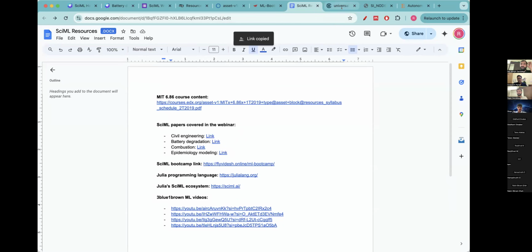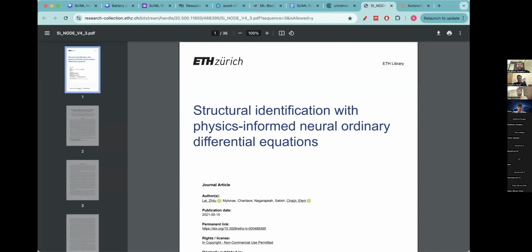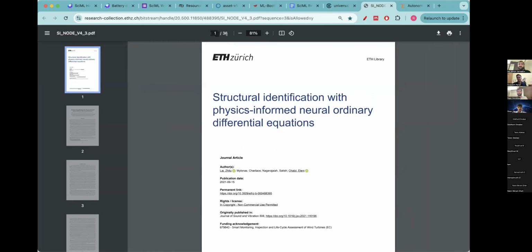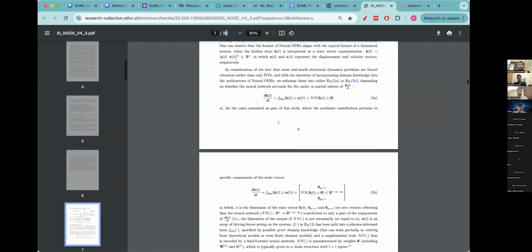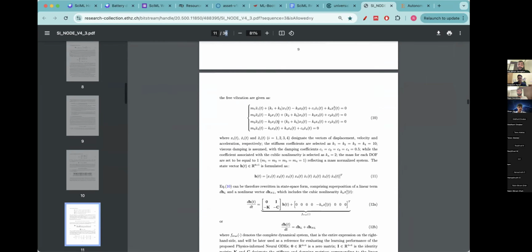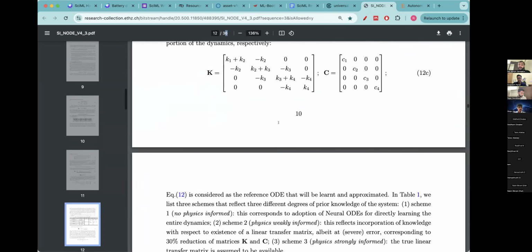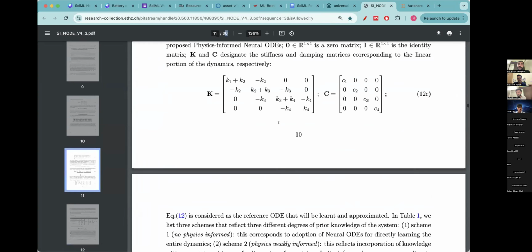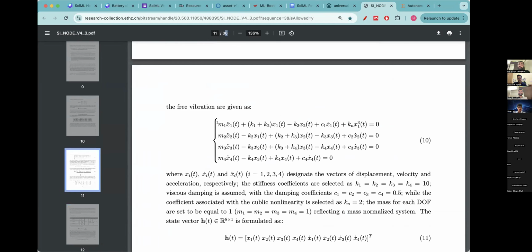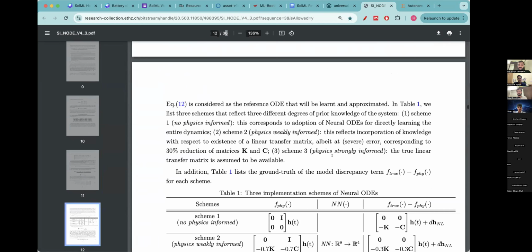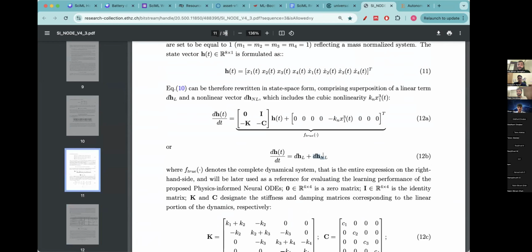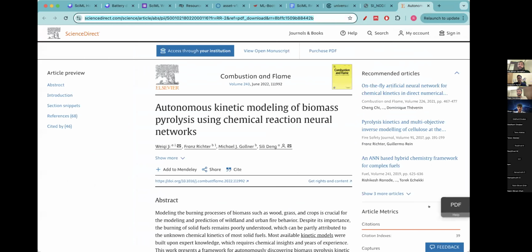So here I've opened some papers for you. This paper is in the field of civil engineering. It's a 36-page paper. But if you scroll down to it, hopefully after this webinar, you won't be scared by this paper, because as we demonstrated, there is usually an ordinary differential equation at the heart of every SciML paper. For this civil engineering paper, they are modeling beam dynamics, and this is the ordinary differential equation they are considering. And what they're essentially doing is taking this equation and replacing some parts of it with a neural network. That's it.